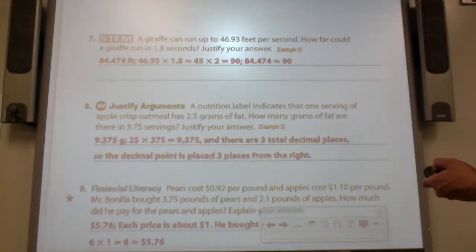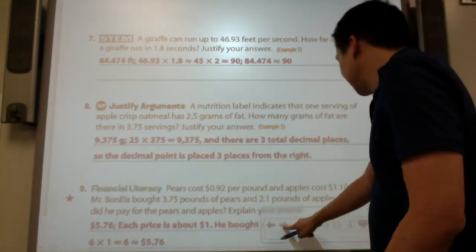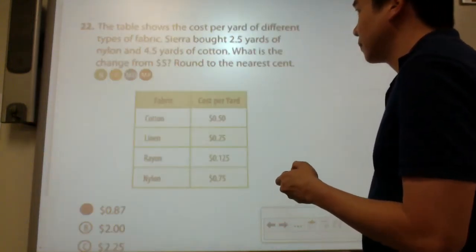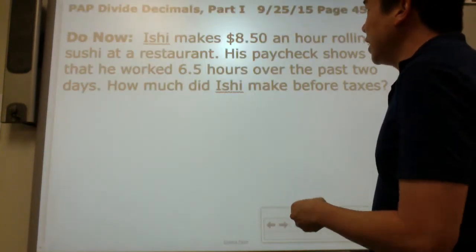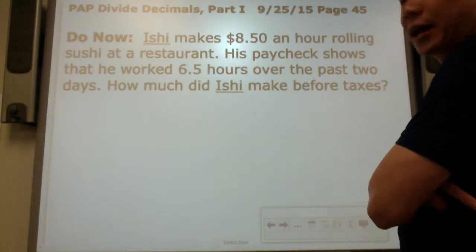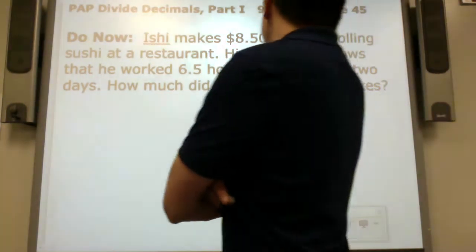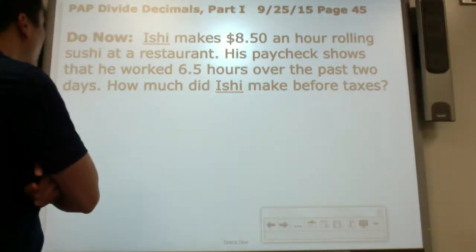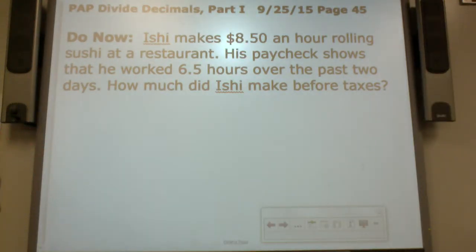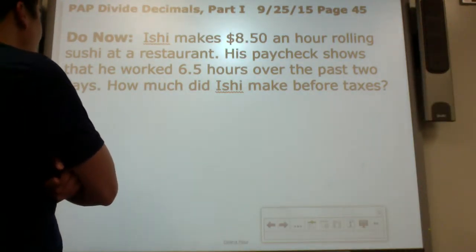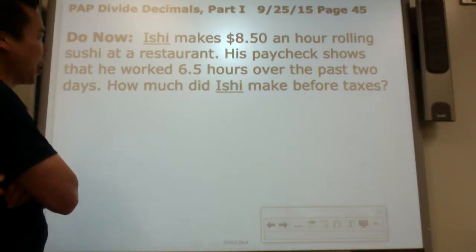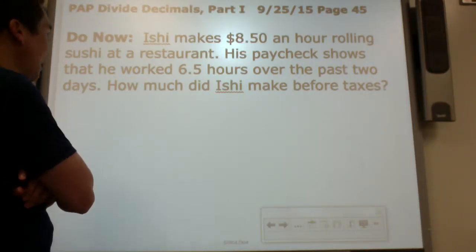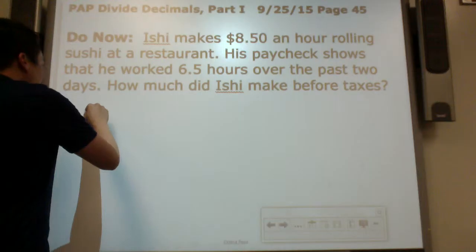So let's look at our example. Ishi makes $8.50 an hour, so every hour she makes $8.50 rolling sushi at a restaurant. Her paycheck shows that she worked 6.5 hours over the past 2 days. How much did Ishi make? There are many ways you could do this.